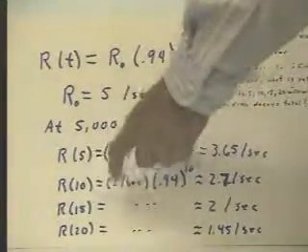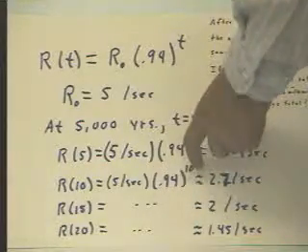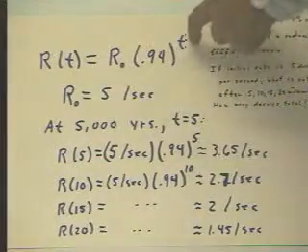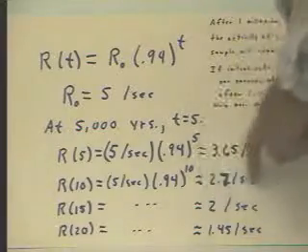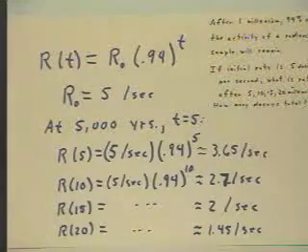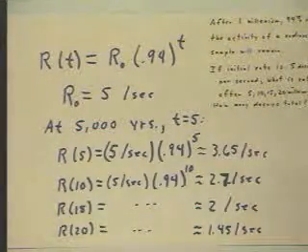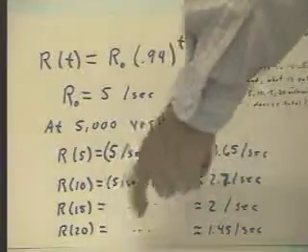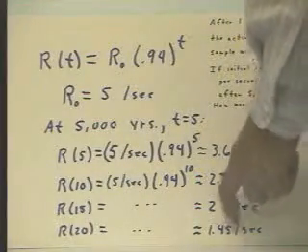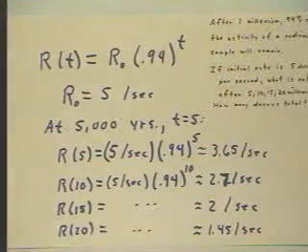Then after 10 millennia, you raise the 0.94 to the 10th, substituting 10 in for t both places, and you end up with 2.71 or 2.7 decays per second. And then after 15 and 20 millennia, you're going to end up with 2 per second and 1.45 per second.